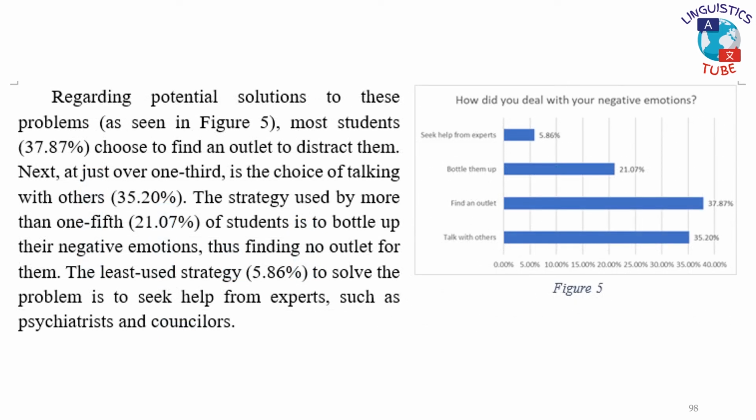Regarding potential solutions to these problems, as seen in Figure 5, most students, 37.87%, choose to find an outlet to distract them. Next, at just over 1/3, is the choice of talking with others, 35.20%. The strategy used by more than 1/5, 21.07%, of students is to bottle up their negative emotions, thus finding no outlet for them. The least used strategy, 5.86%, to solve the problem is to seek help from experts, such as psychiatrists and counselors.